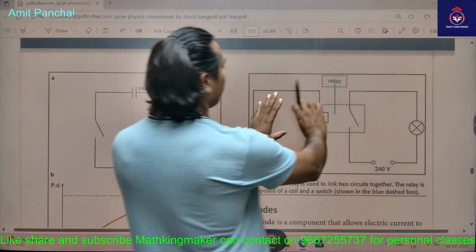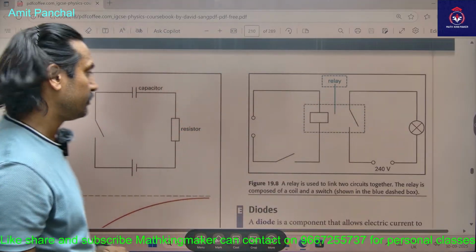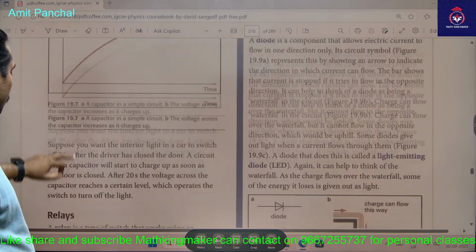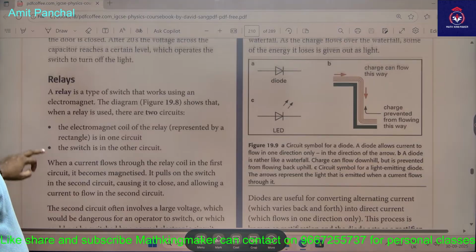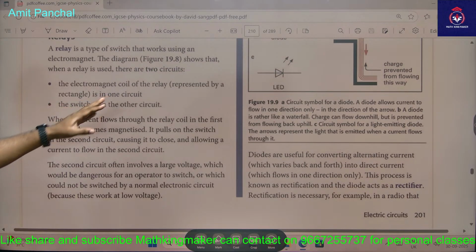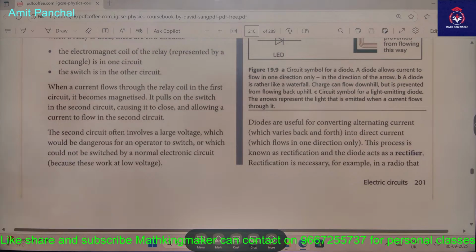So this entire blue unit is said to be the relay. The electromagnet coil of the relay, represented by a rectangle, is in one circuit, and the switch is in the other circuit. When a current flows through the relay coil in the first circuit, it becomes magnetized. It pulls on the switch in the second circuit, causing it to close and allowing a current to flow in the second circuit as well.